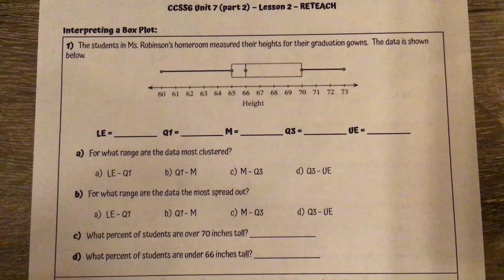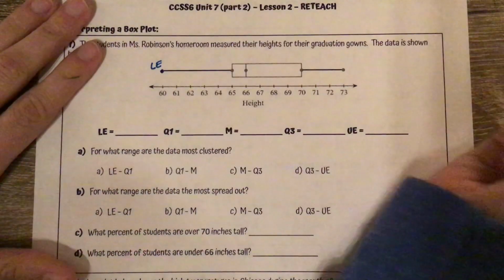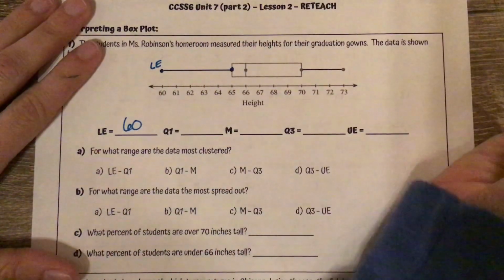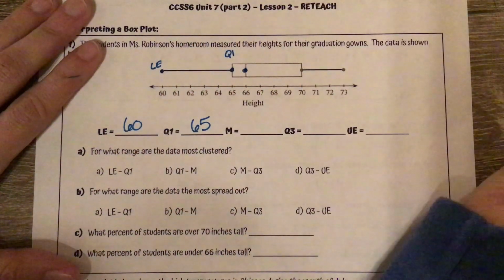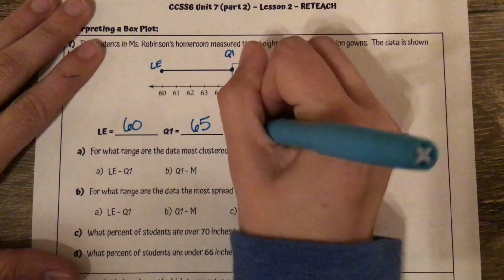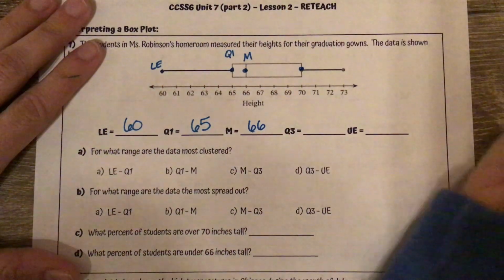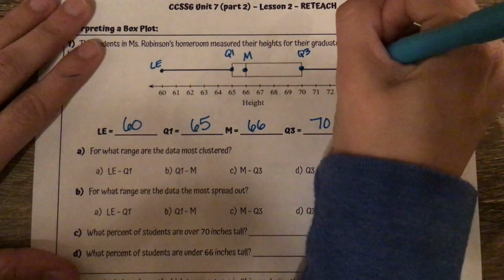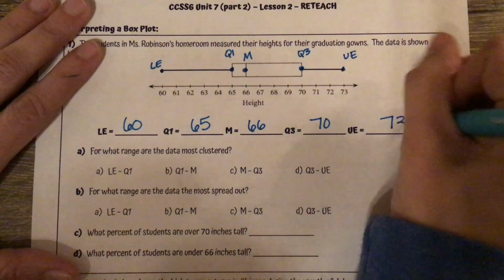Remembering we've got these 5 points. We've got point 1, that's our lower extreme, which is 60. We have this second point here, that's our Q1, which is at 65. We've got our third dot here, that's our median, which is at 66. We've got our Q3 here, which is 70. And we've got our last dot here, which is our upper extreme, and that's 73.